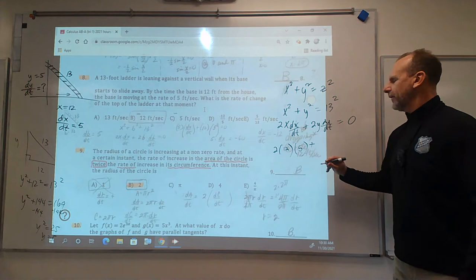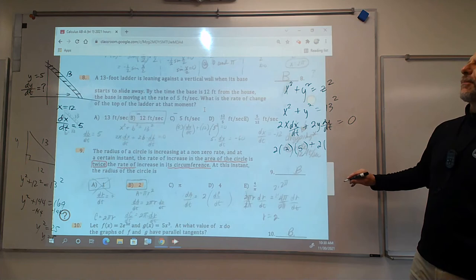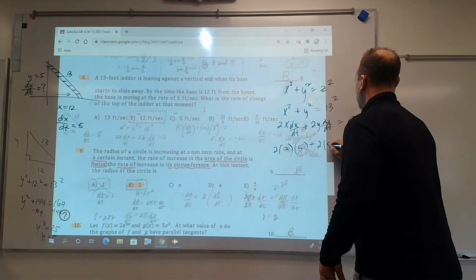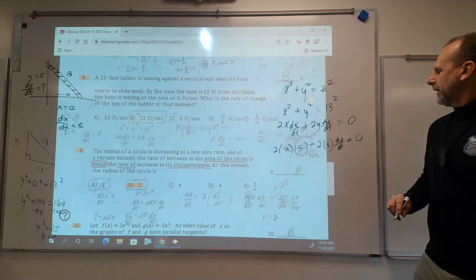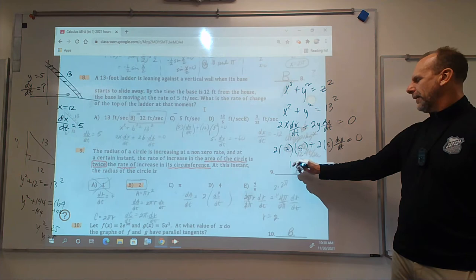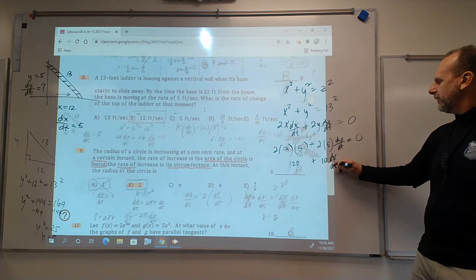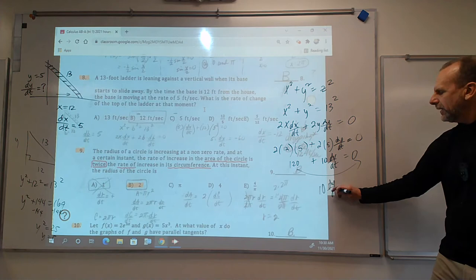Plus 2, and then y at that moment in time was 5. And the thing we're trying to find is dy/dt. 2 times 5 is 10, times 12 is 120, plus 10 dy/dt equals 0. Bring the 120 over here. We get 10 dy/dt equals negative 120.